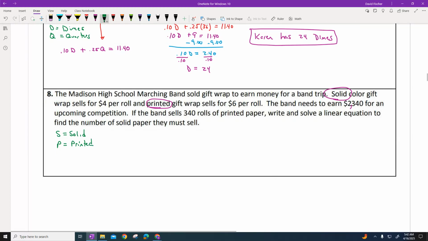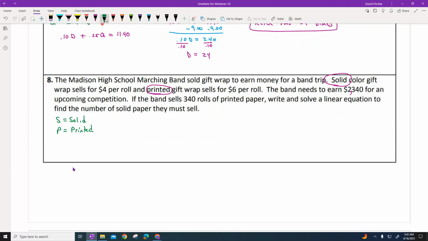Alright, so let's get our key over here for the two different things. Let's put in our prices. The solid sold for $4, so for every solid gift wrap I have, that's $4. So again, one's $4, two's $8, so that's kind of how I think about this. Plus my printed ones, which sell for $6 for every printed one, and that equals $2,340. That's how much they want to make.